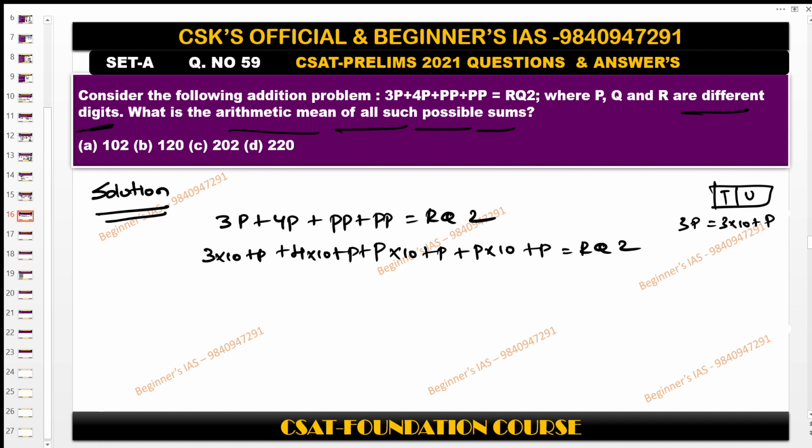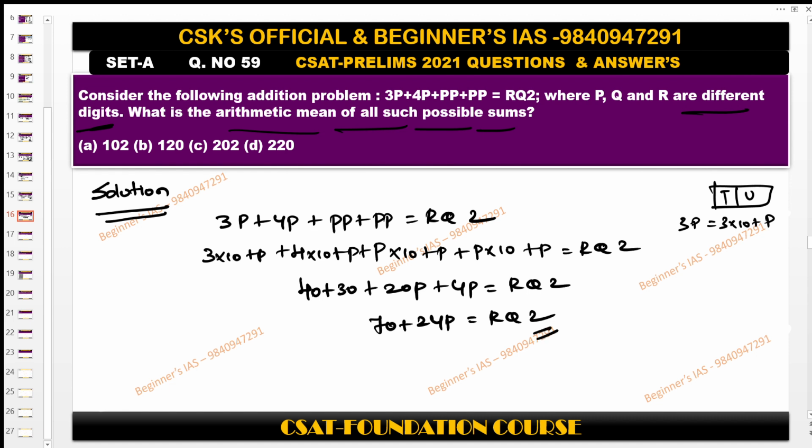Now just check with the values. Here 30, here 40, so 40 plus 30, then 10p and 10p is 20p, plus the separate p's, which are 4, so 4p, equals rpq. Totally here 70 plus 24p is equal to rpq. Now listen carefully, the unit digit plays a vital role here. The unit place here is 2, and P plays a very vital role.